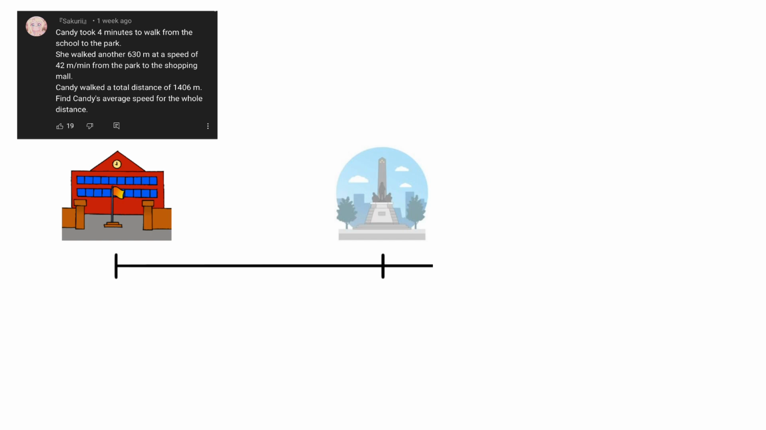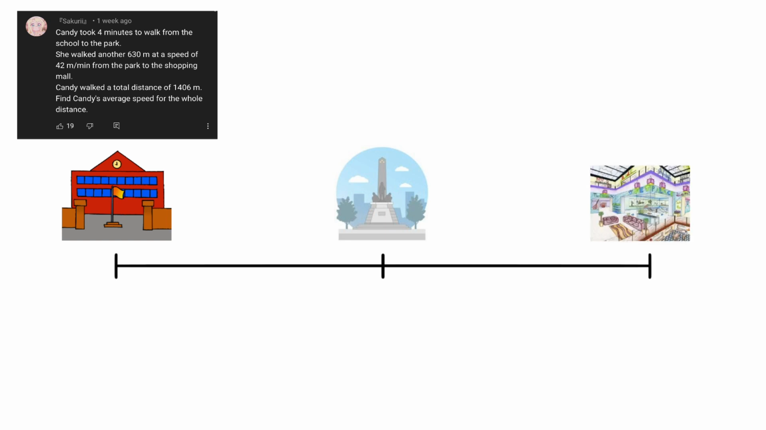If you don't understand the problem or can't visualize the problem that well, you can draw a diagram. In the problem, it says Candy walks from the school to the park. So we can draw a line and place the school here and the park over here. It also says she walked from the park to the shopping mall, so we can make another line to the right and place the shopping mall at the end of the line.